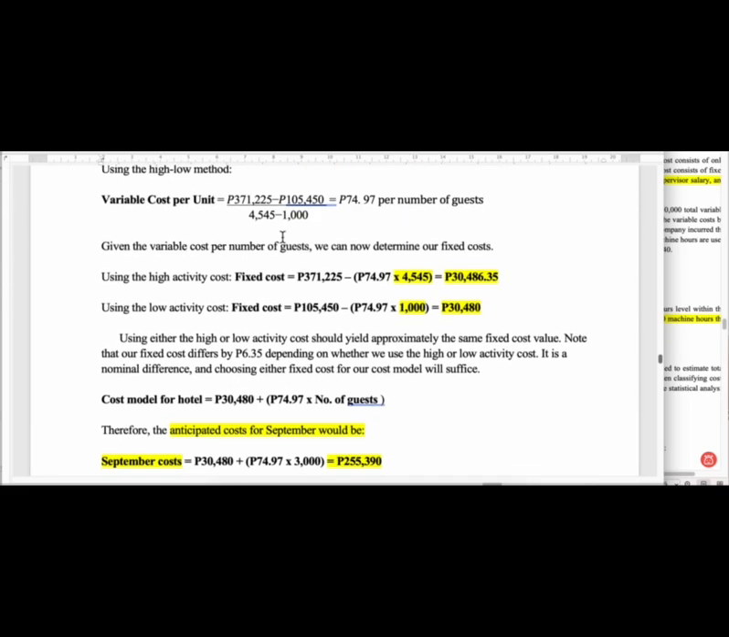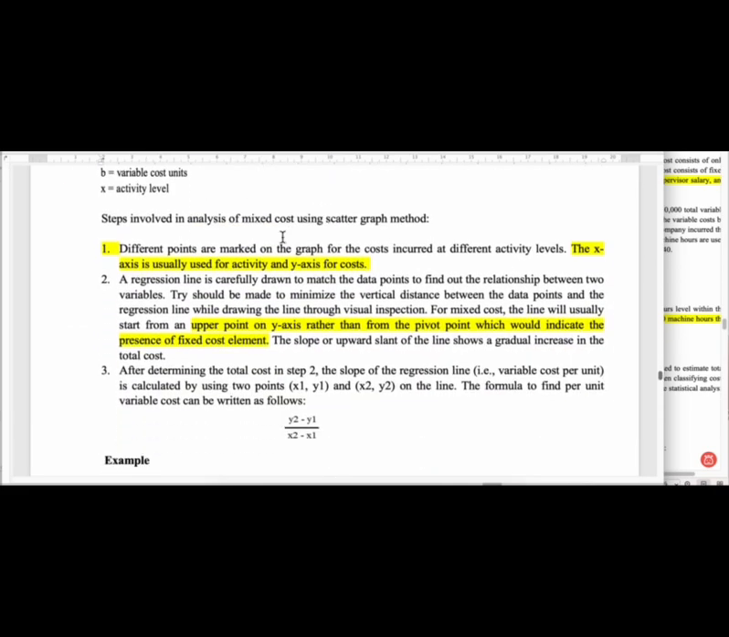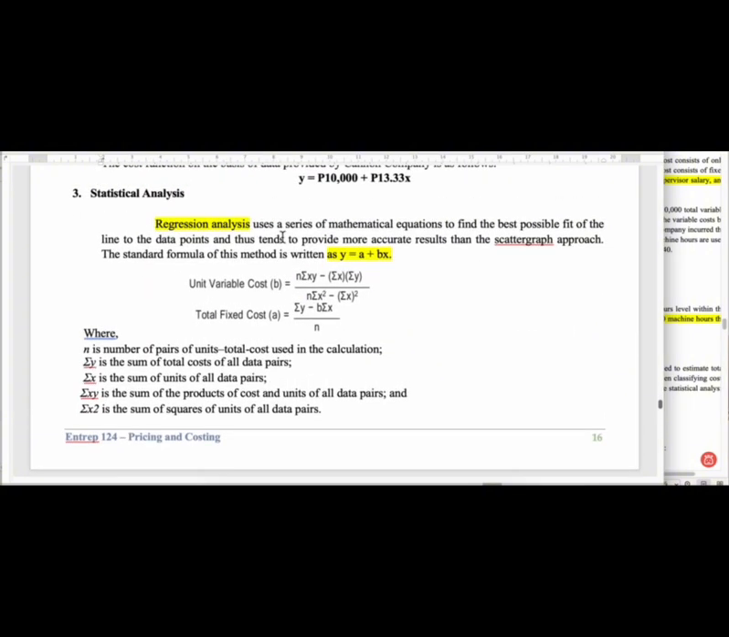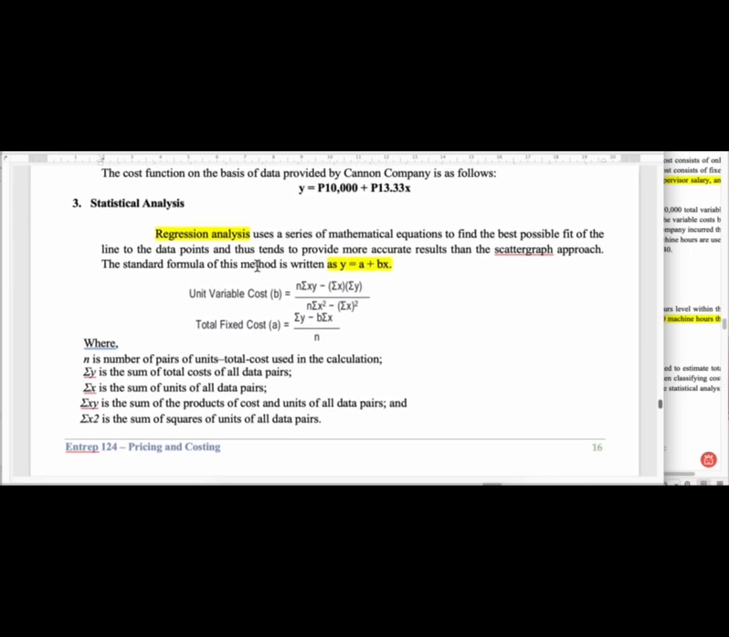Next, I want to give emphasis on how we are going to solve for the statistical analysis, or regression analysis. This uses a mathematical equation to find the best possible fit of the line to the data points and thus tends to provide more accurate results. So this is more accurate than account analysis, scatter graph, or the high-low method.